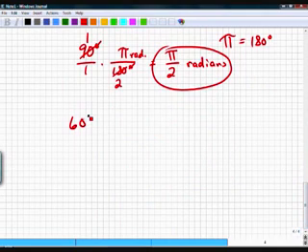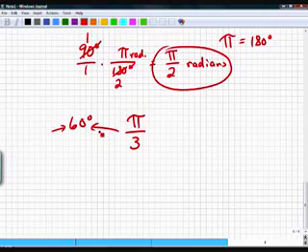Like 60, you can figure that out using common sense for the easier angles. If pi is 180, what's the relationship between 180 and 60? It's a third of it, right? 3 times 60 is 180. So if pi is 180, you can divide that by 3 to give you 60. So 60 degrees would be pi over 3, because pi is 180 degrees.